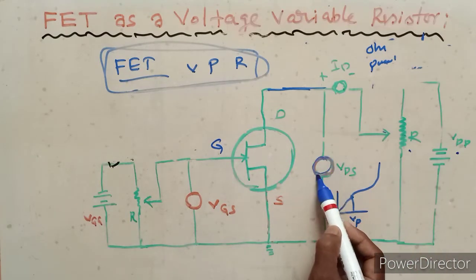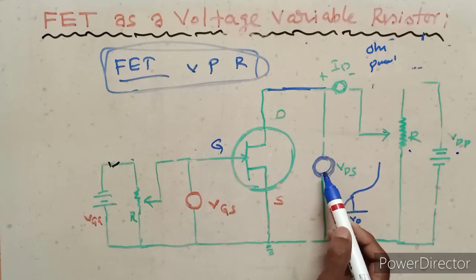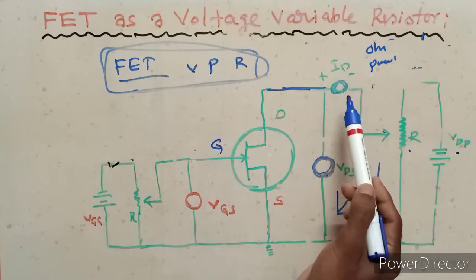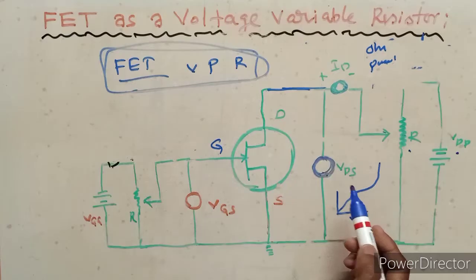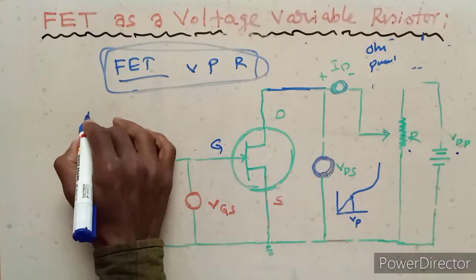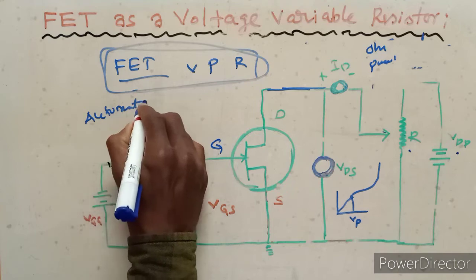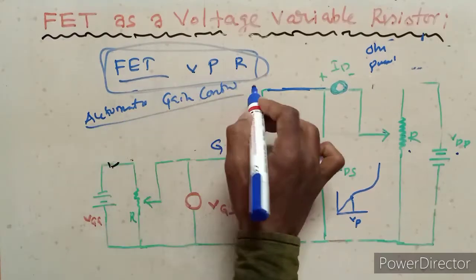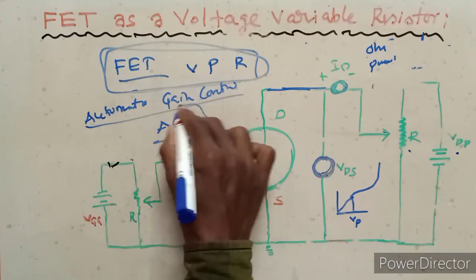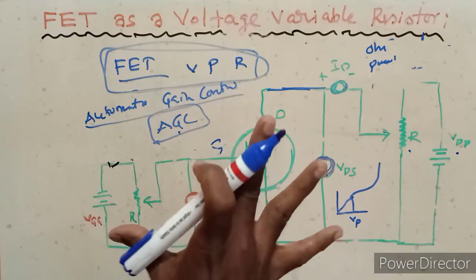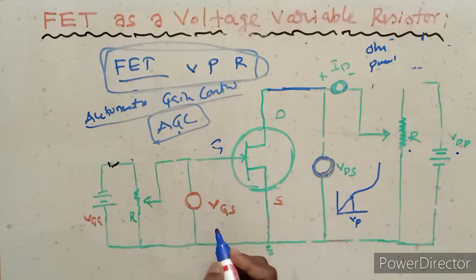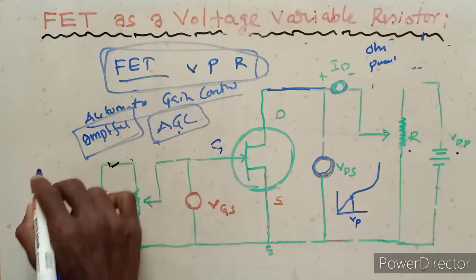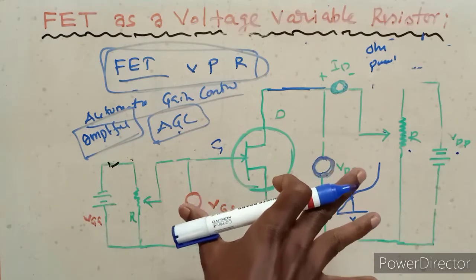Voltage gain you observe in the voltmeter. Power changes in the ammeter. So totally this action is called automatic gain control, AGC. So this device is used in amplifiers.